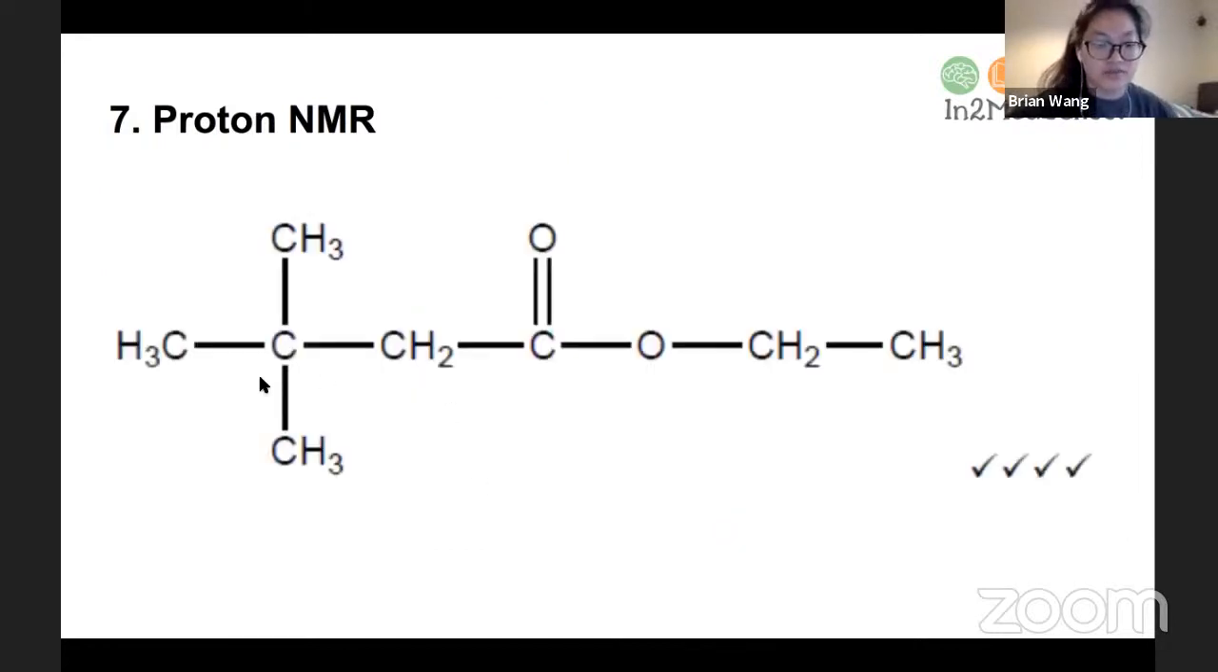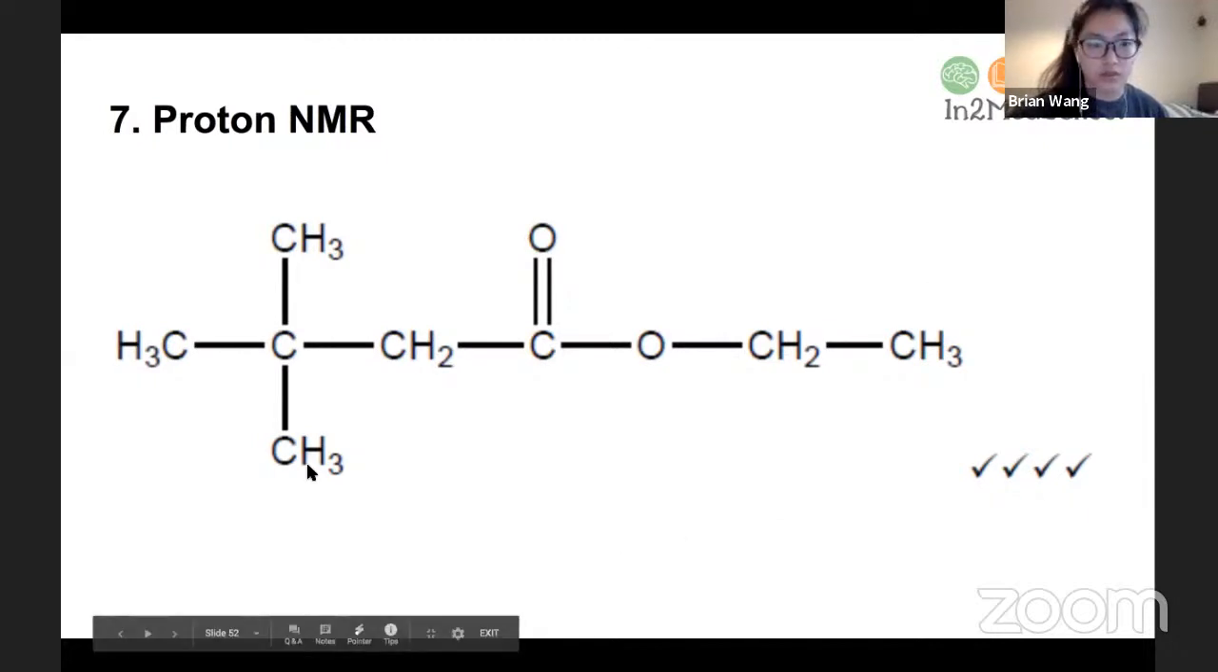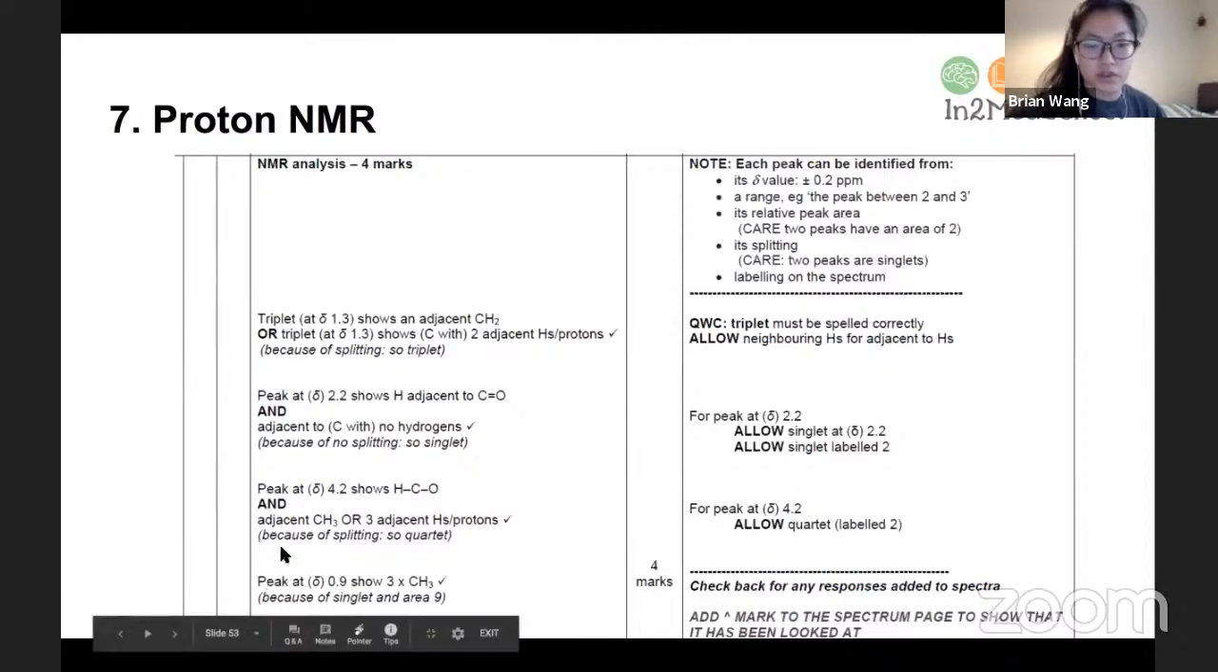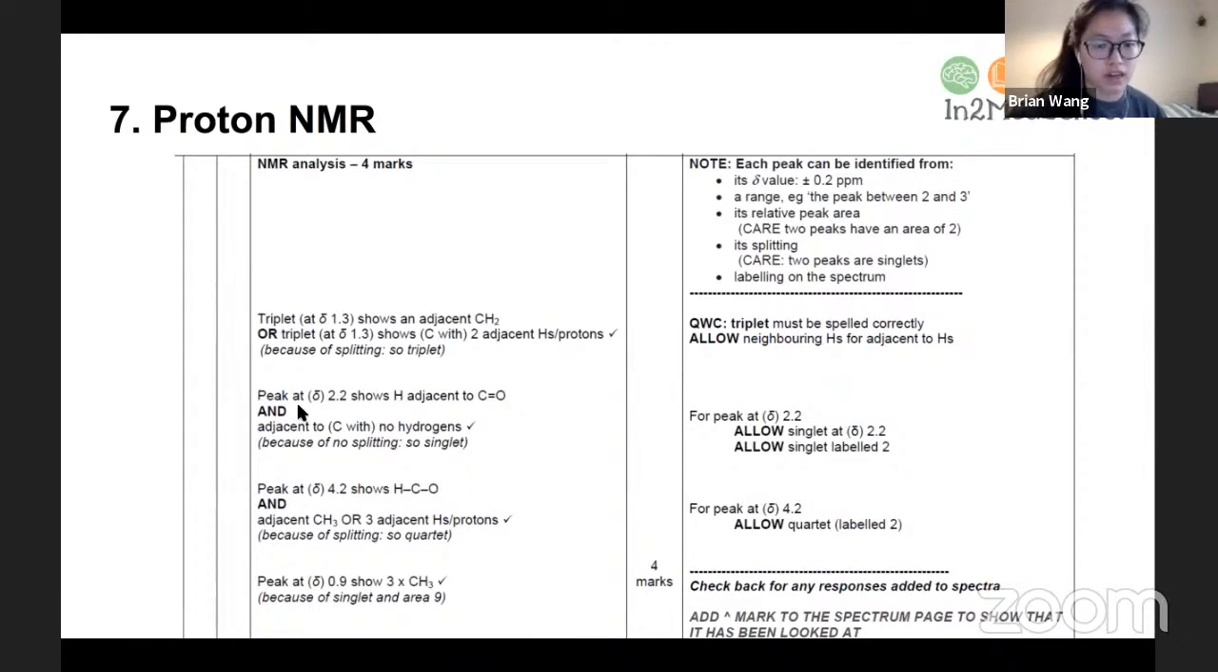Okay, and this molecule, you've got quite a few bonds here, and this was the mark scheme for the previous question that will help you. If you go through the mark scheme, it explains why each section has a number of hydrogens and what it represents.